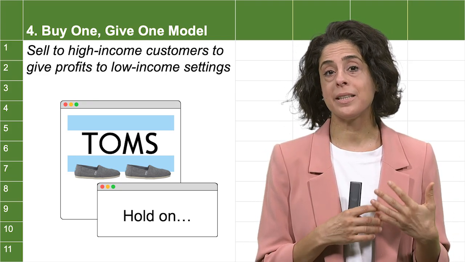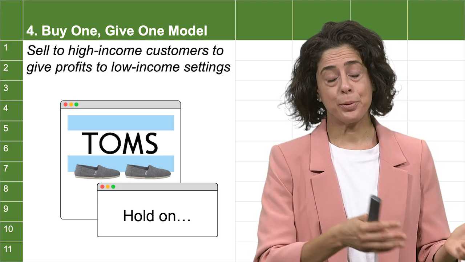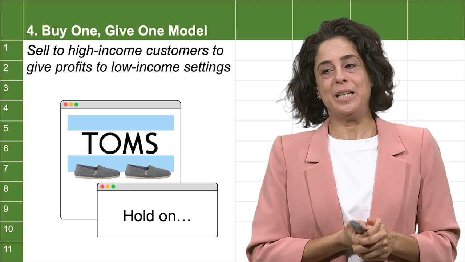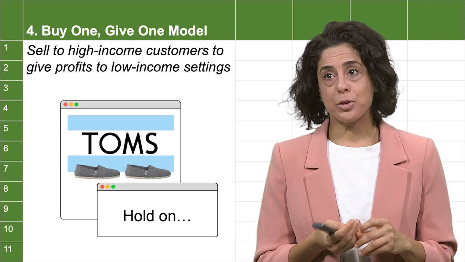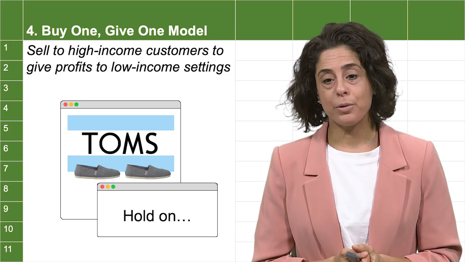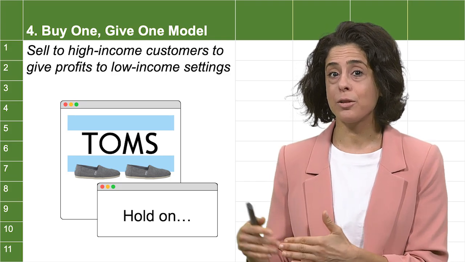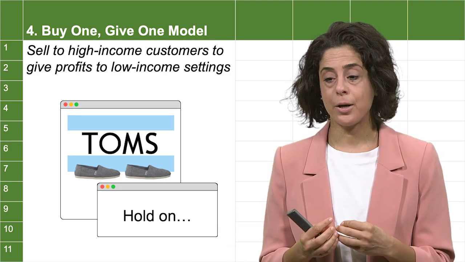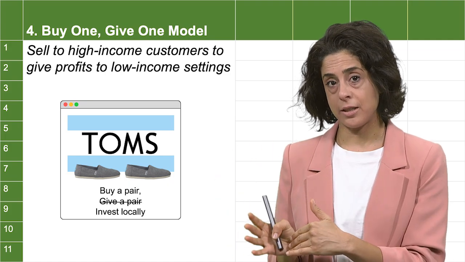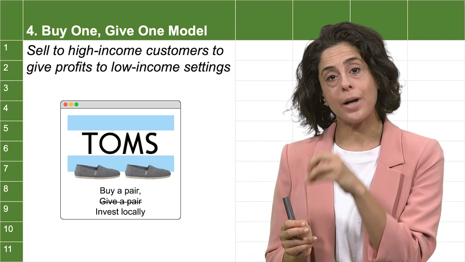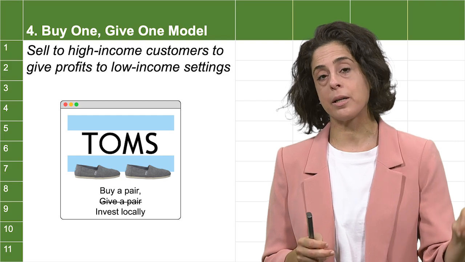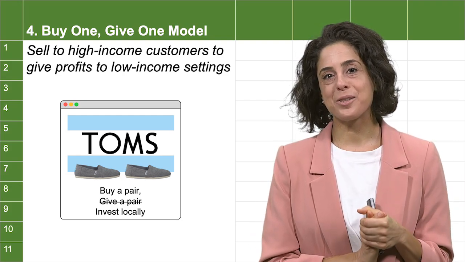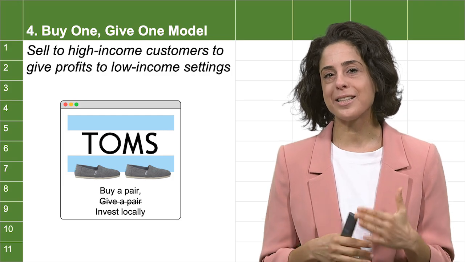Additionally, there may be some unintended consequences, like putting local shoemakers and shoe sellers out of business. So even Tom's, which was the most famous example of buy one, give one, has evolved to another model where, rather than giving away free shoes, they are now redirecting 1/3 of their profits to supporting grassroots organizations in those low-income countries who are working on more systemic change. And so buy one, give one as a concept has evolved.